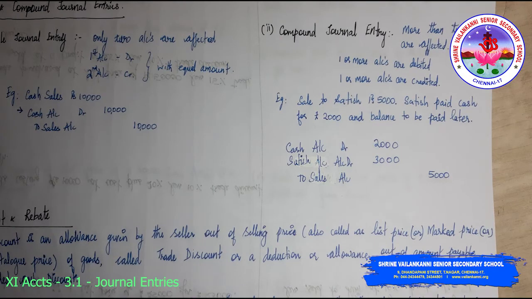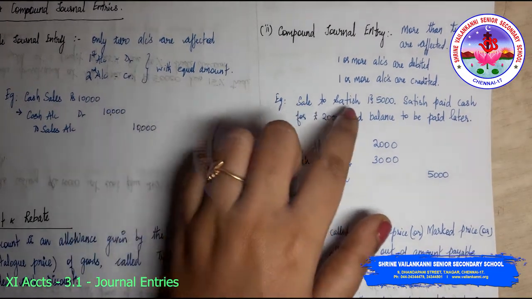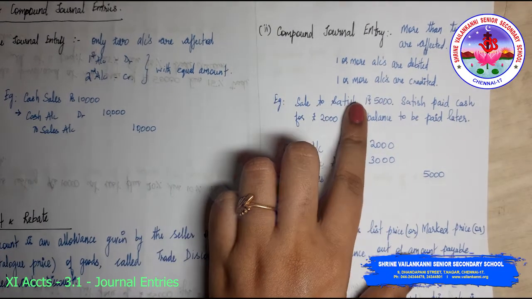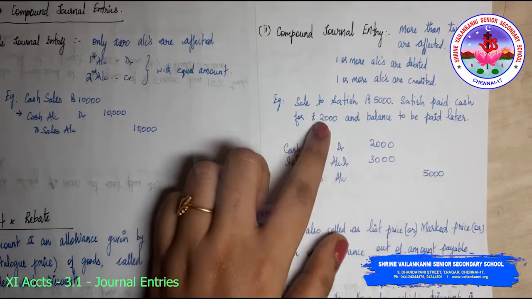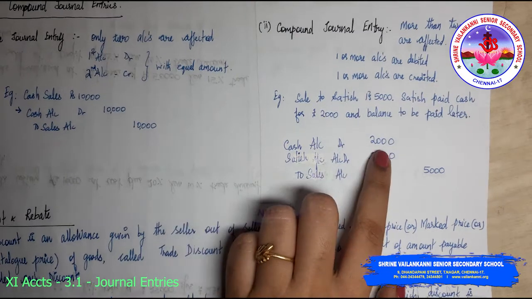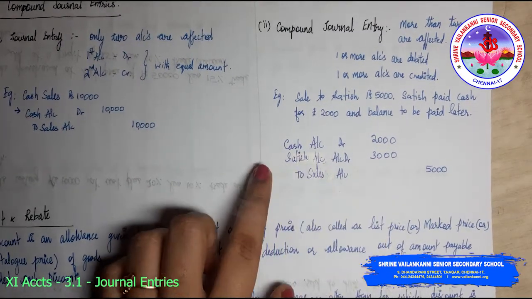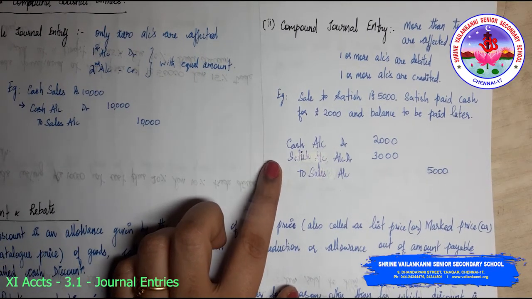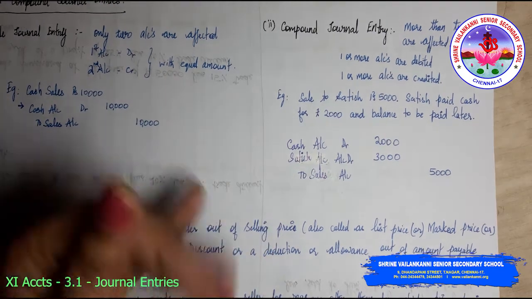So this is the question. Now Satish, there is a sales. We have sold goods to Satish. Satish is to pay 5,000. But how much is he paying? He is paying only 2,000. So cash account debit 2,000. Satish account debit 3,000. Why Satish account debit 3,000? Satish is a debtor. Am I right? So debtor is a person who has to pay us.